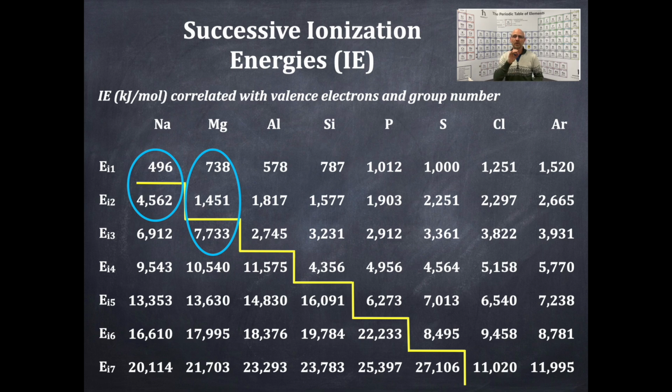So that's why the third ionization energy, that's EI3, is 7,733 kilojoules per mole. That's a boom! That's a huge jump. You can't do that because that's a core electron. Each subsequent electron, no way, no how.